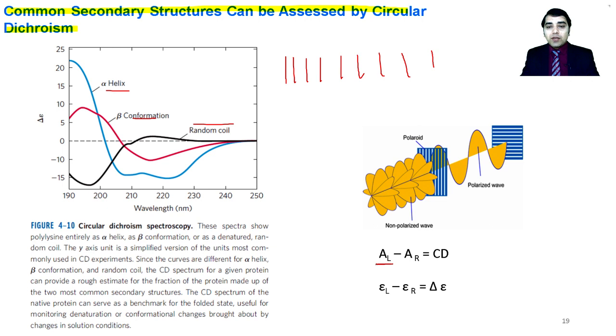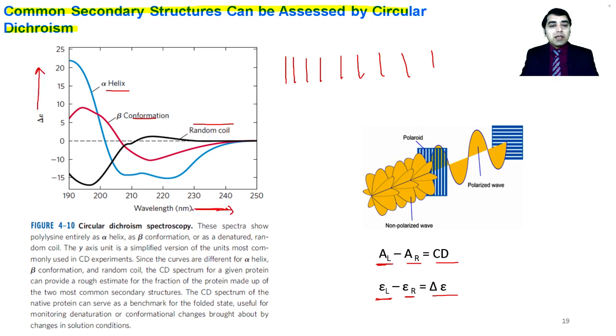The difference of absorbance between the left-handed plane polarized light and the right-handed plane polarized light is equal to the circular dichroism. If we take the difference between the absorptivity of the left-handed plane polarized light and the right-handed plane polarized light, this becomes equal to delta E that has been shown on the y-axis.